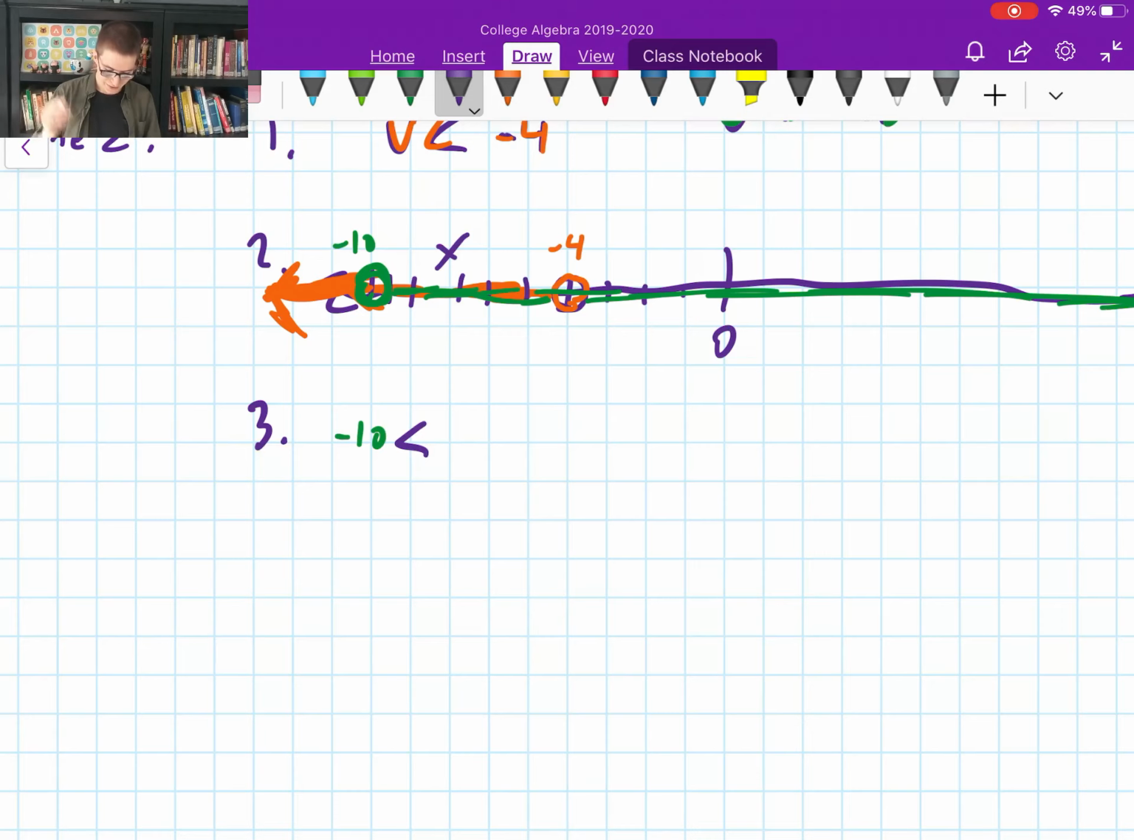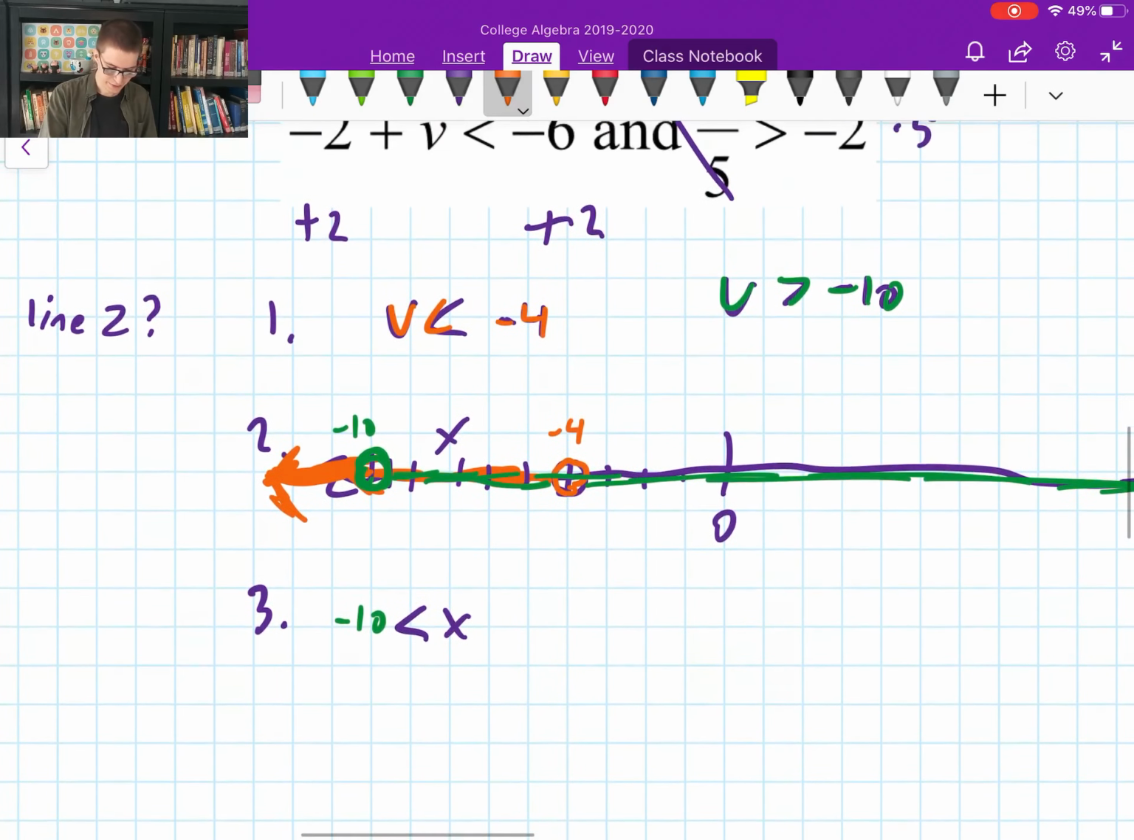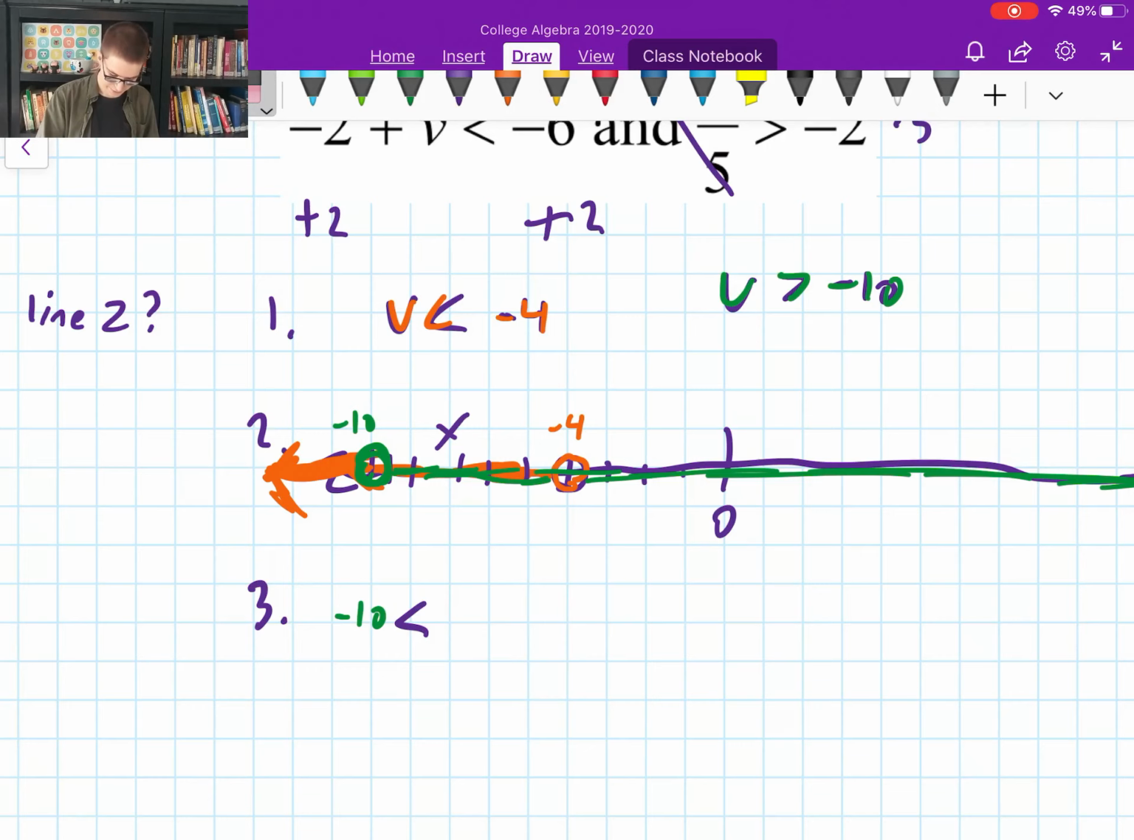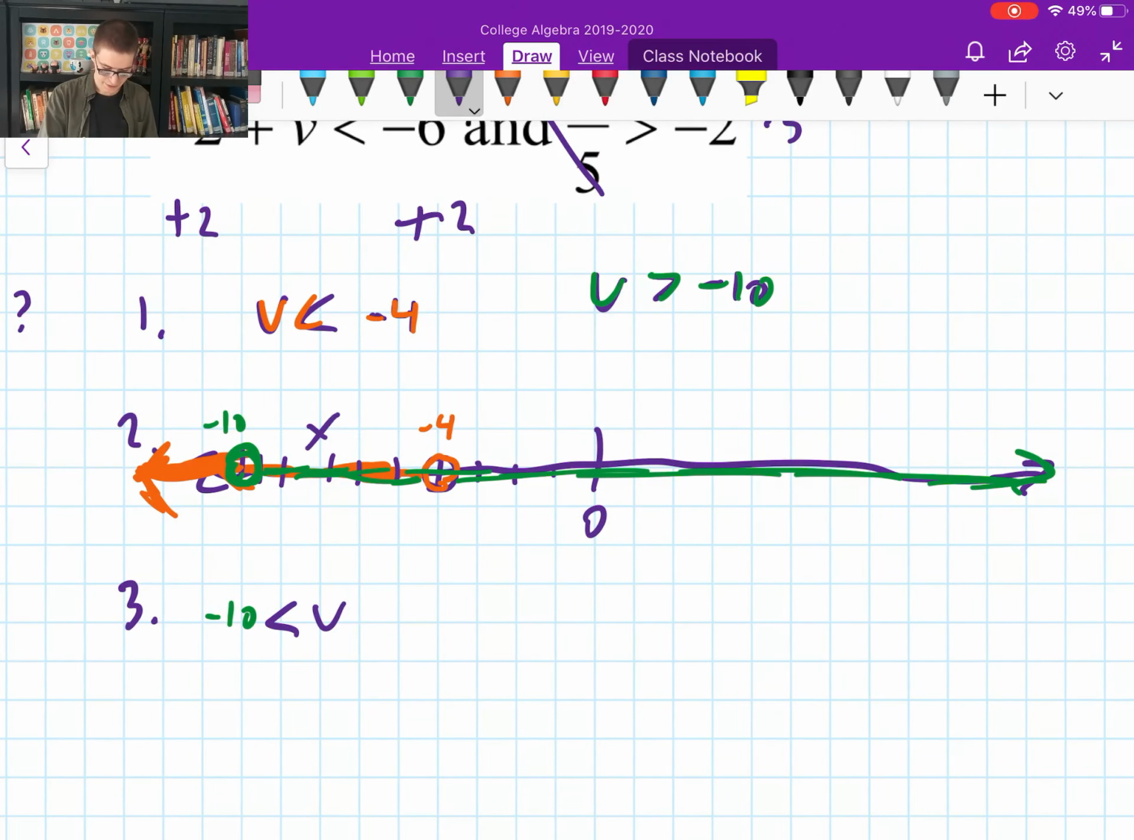So we'd say negative 10 is less than x. And we'd also say, or I guess in this case it's v that we're dealing with. Negative 10 is less than v. And we'd also say that v is less than negative 4. Again, for the same reason. There's a circle at negative 4. There's not a filled in circle. It's a circle, not a dot.